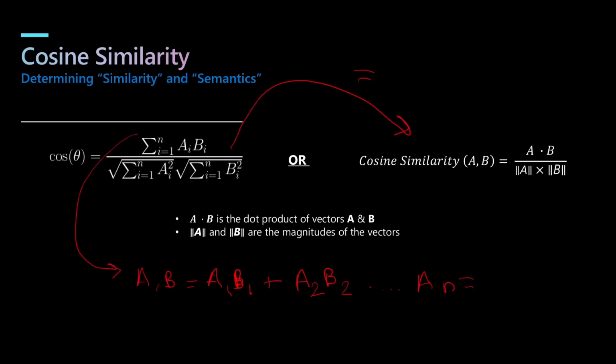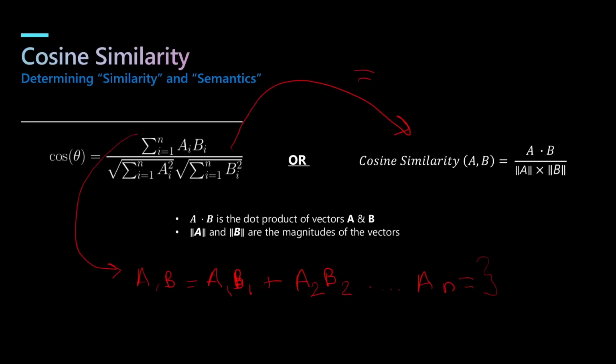So within the context of embeddings, higher dot products, so higher values of this, would mean more similarity between the vectors. And this suggests that the words or documents being represented have more semantically similar meanings. So that's for the first part.